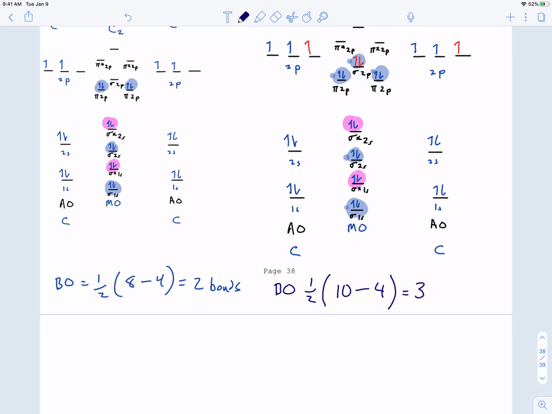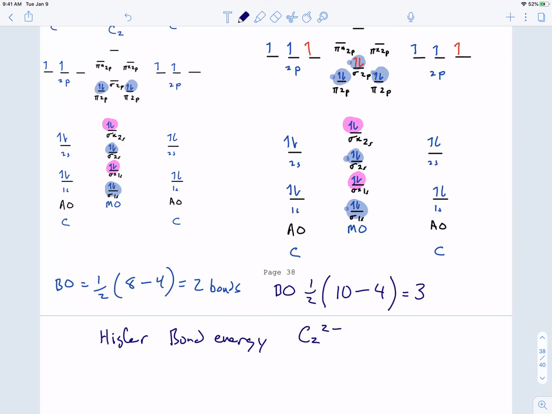So which has the higher bond energy? It's going to be, in this case, the ion, C2 2 minus. Longer bond length? Well, the lower the bond order, the longer the bond. That means the bond is longer and the atoms are farther apart from each other. So it's weaker when the atoms are farther apart. They're not held together as tightly. So the longer bond length is going to be C2.